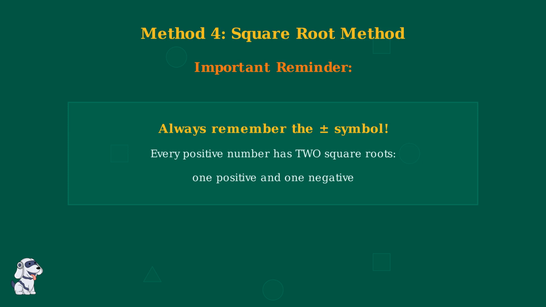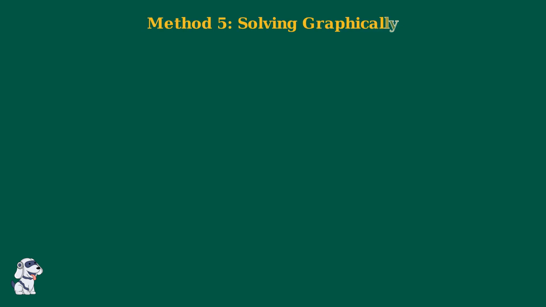The square root method is efficient and straightforward when your equation is in the right form. Just remember to always include both the positive and negative square roots in your final answer. The fifth method for solving quadratic equations is the graphical method. This visual approach helps us understand the solutions by plotting the quadratic function and finding where it crosses the x-axis.